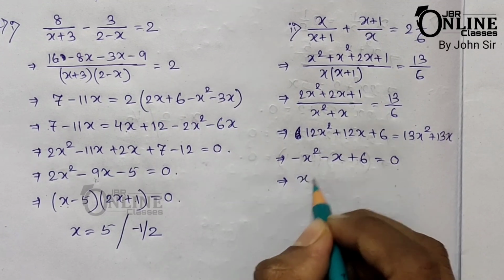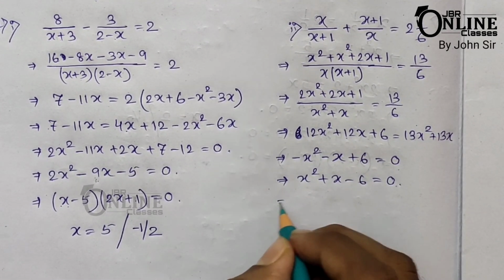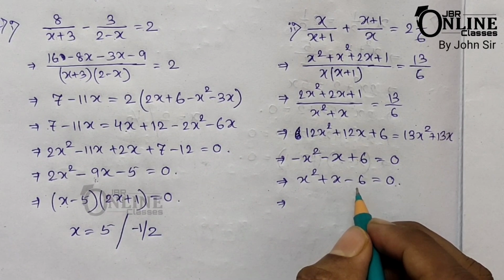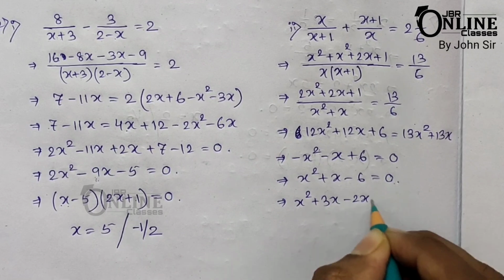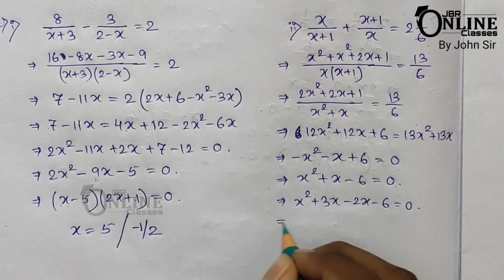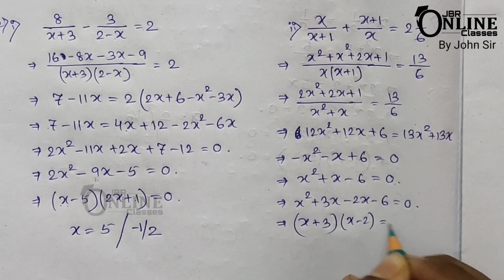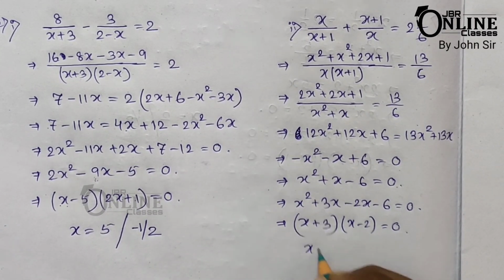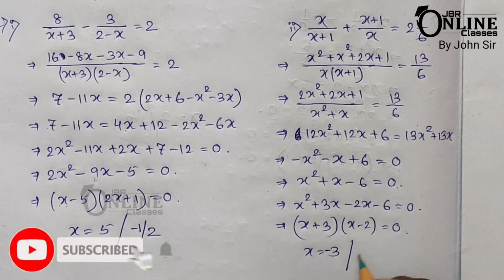If minus will be common, so x squared plus x minus 6 equal to 0. So 6 means 3 and 2. So x squared plus 3x minus 2x minus 6 equal to 0. So from that (x plus 3) into (x minus 2) equal to 0. So here x equals minus 3 or x equals 2.